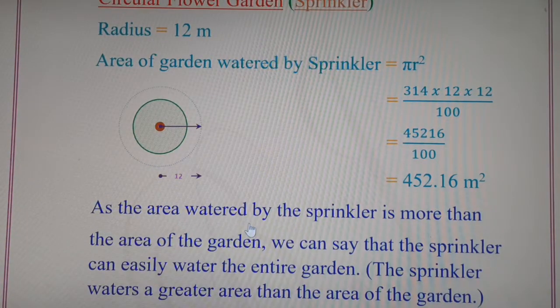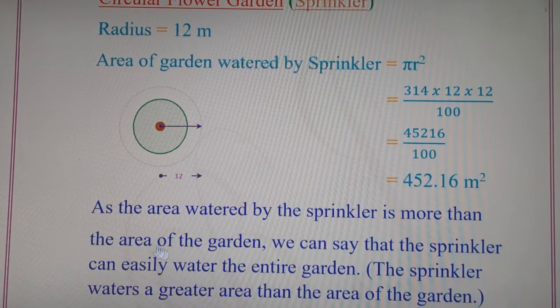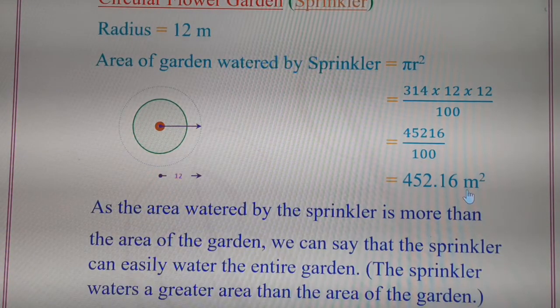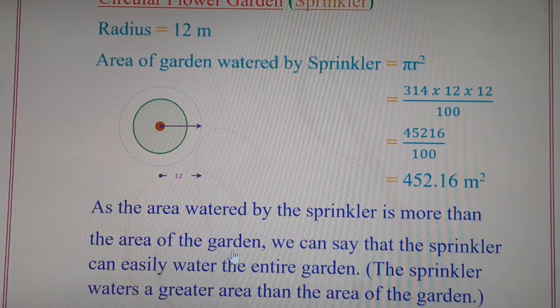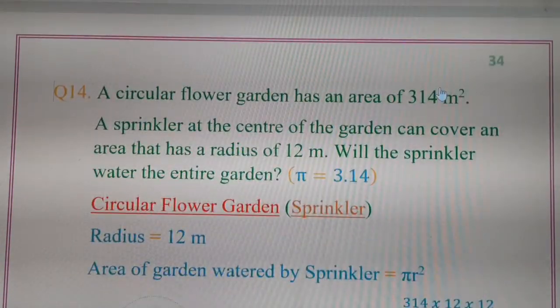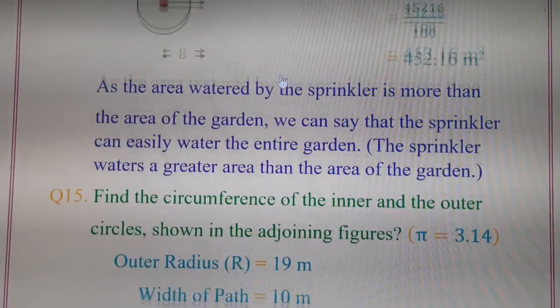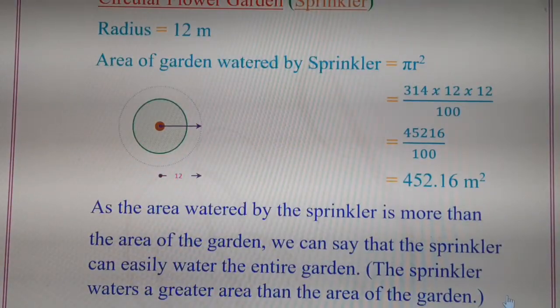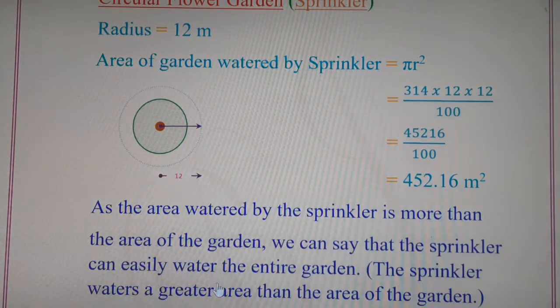As the area watered by the sprinkler, that is 452.16 meter square, is more than the area of the garden. The area of the garden is only 314 meter square. As the area watered by the sprinkler is more than the area of the garden, we can say that the sprinkler can very easily water the entire garden.